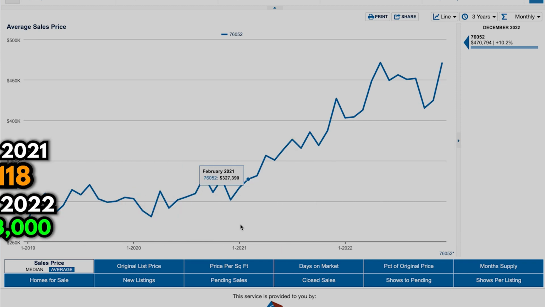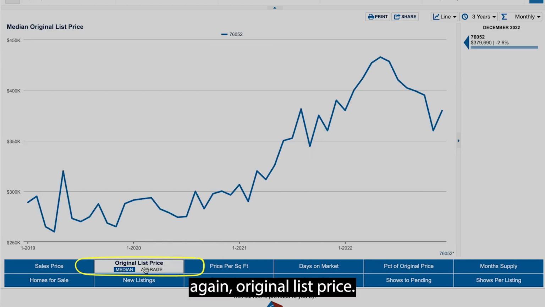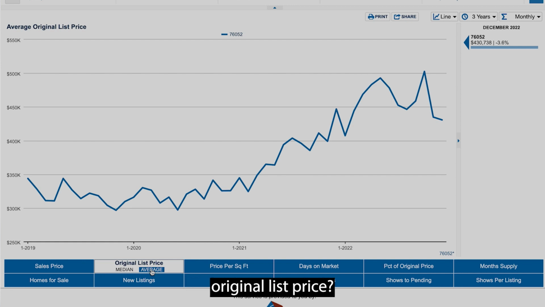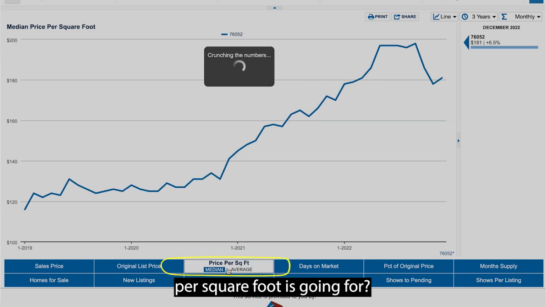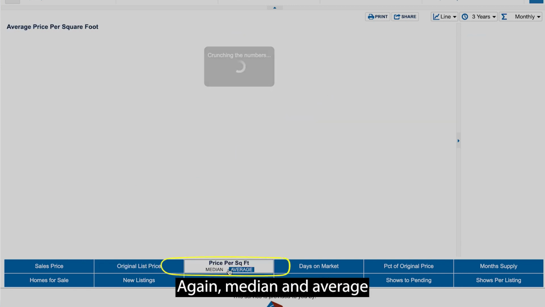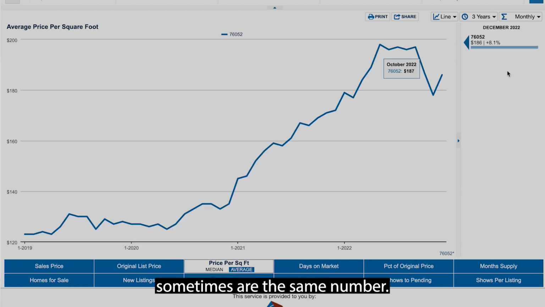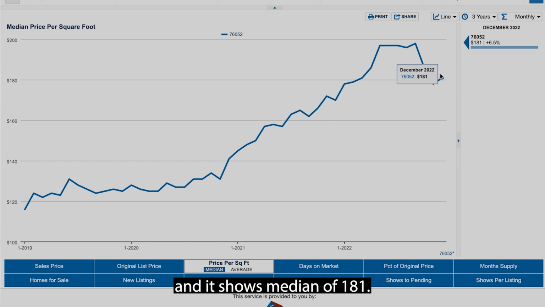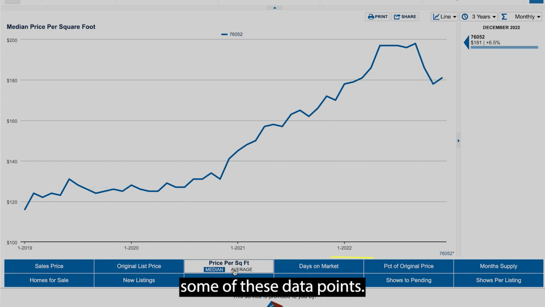So again, original list price, what's the median original list price, what's the average original list price, what price per square foot is going for, again, median and average. Sometimes they're the same number. So right here it shows average of 186 and it shows median of 181, but sometimes they're exactly the same on some of these data points.